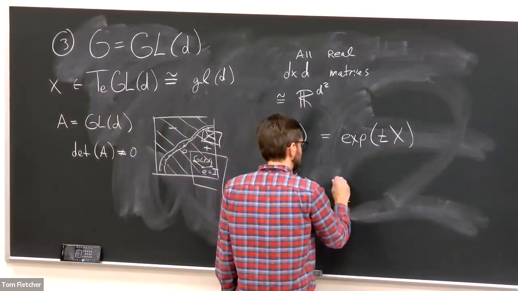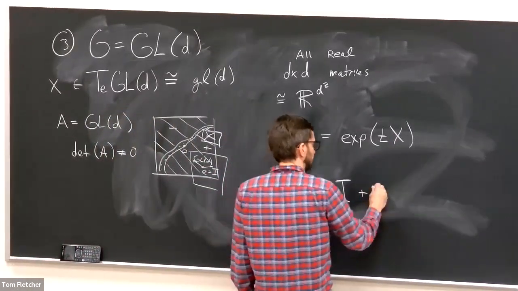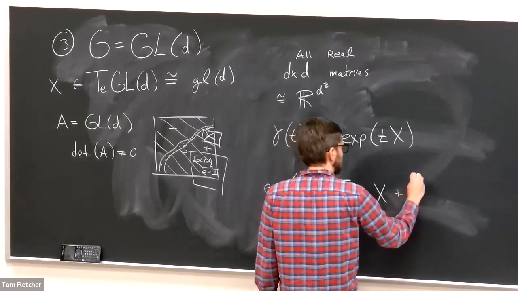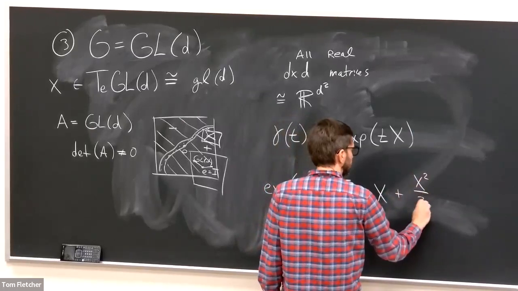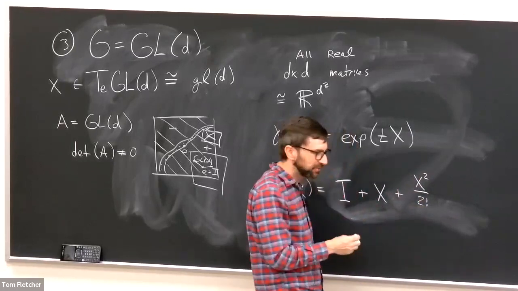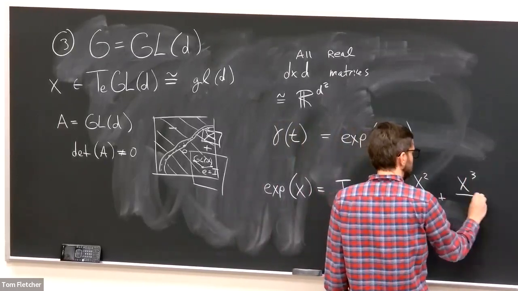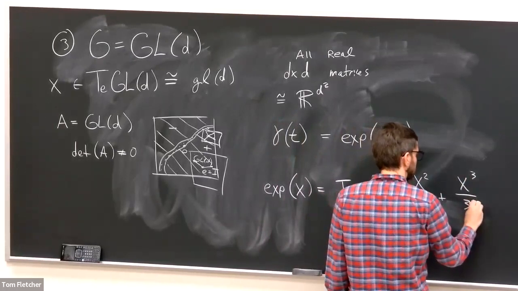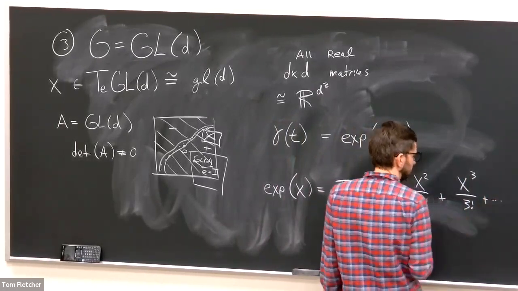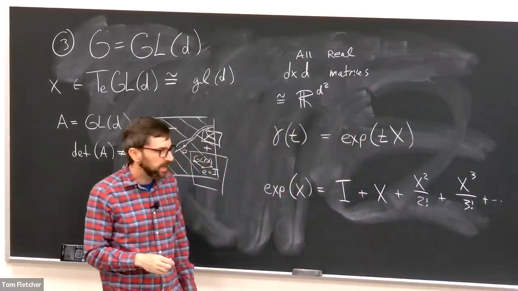It's the identity matrix plus X squared over 2 factorial, which yes, is just 2, but the Taylor series, just to emphasize, X cubed over 3 factorial, et cetera, et cetera.